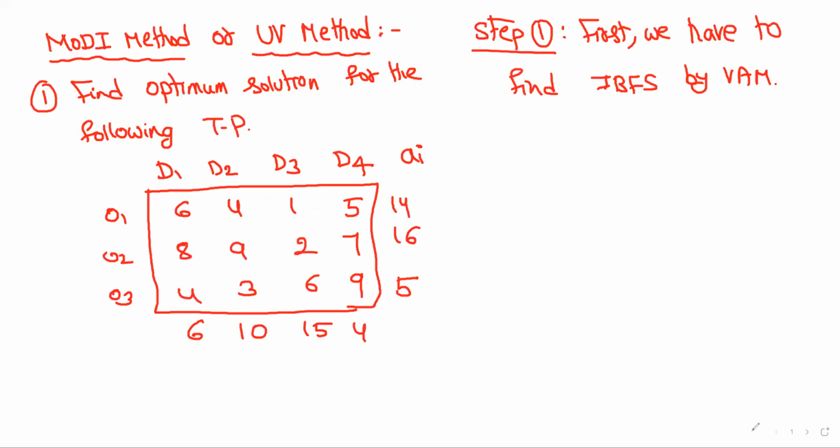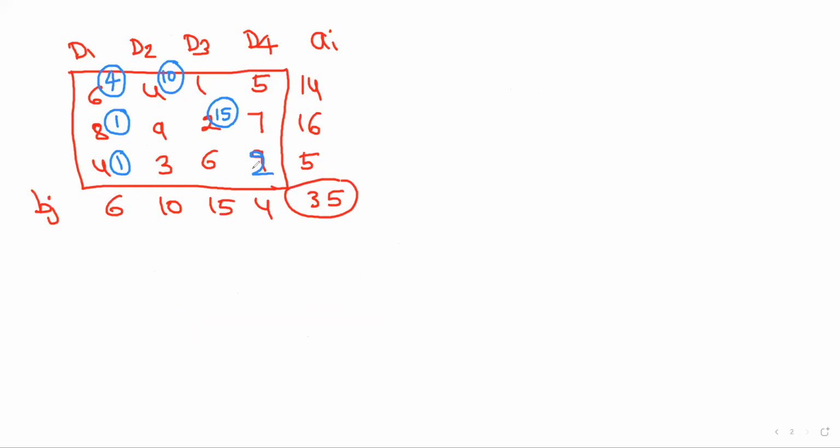6, 9. This is 2 cell, this is 2. What 2, 4. If you have any doubt, check it. 10 plus 4, 14 correct. 15 plus 1, 16 correct. 1 plus 4, 5 correct. And column wise, 6, 10, 15, 4. Yes.